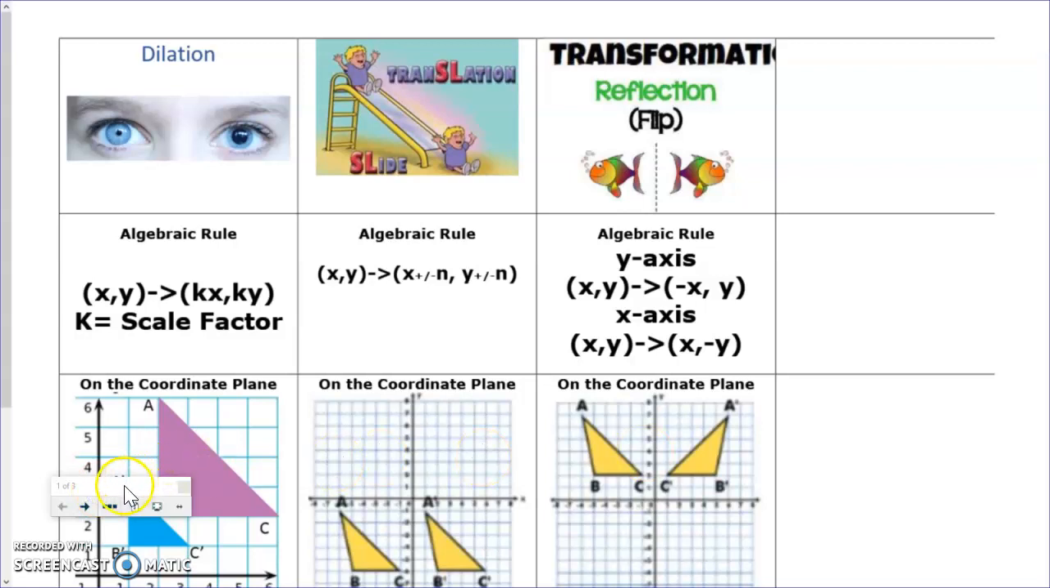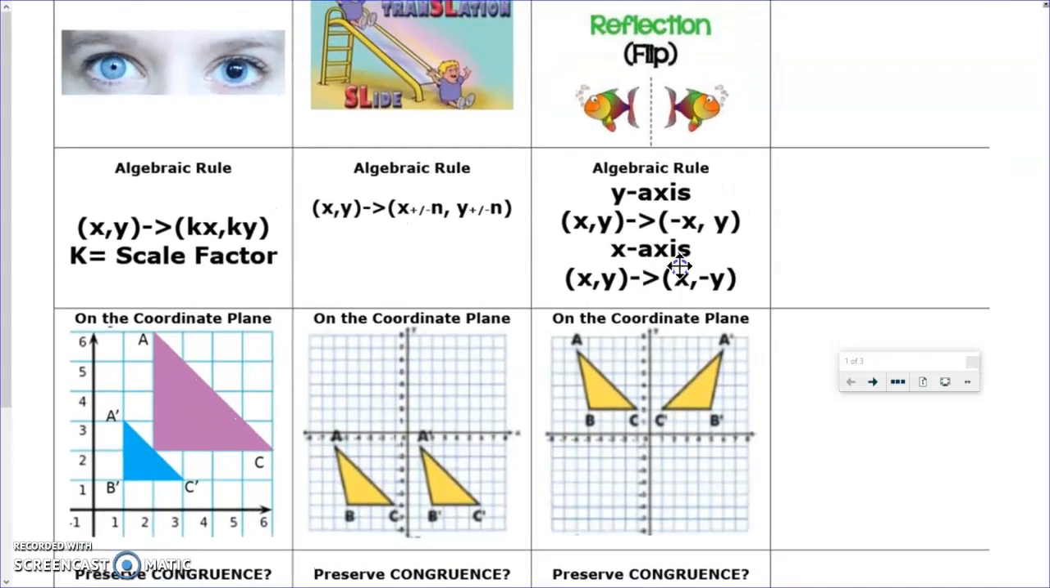All right, so today we're going to be going over transformations, just a review on all the different transformations we've learned. You have dilations, translations, and reflections. Okay, so here you have your anchor chart.